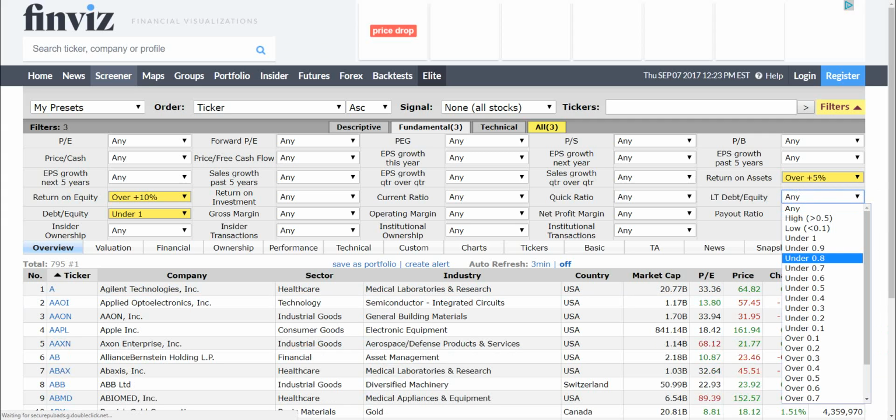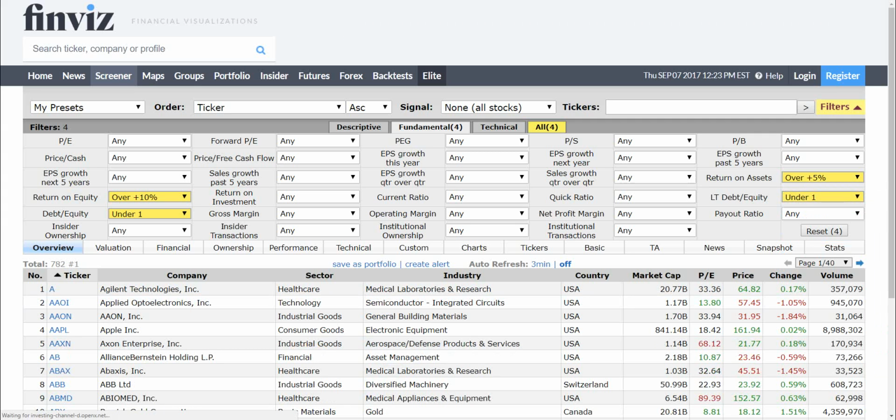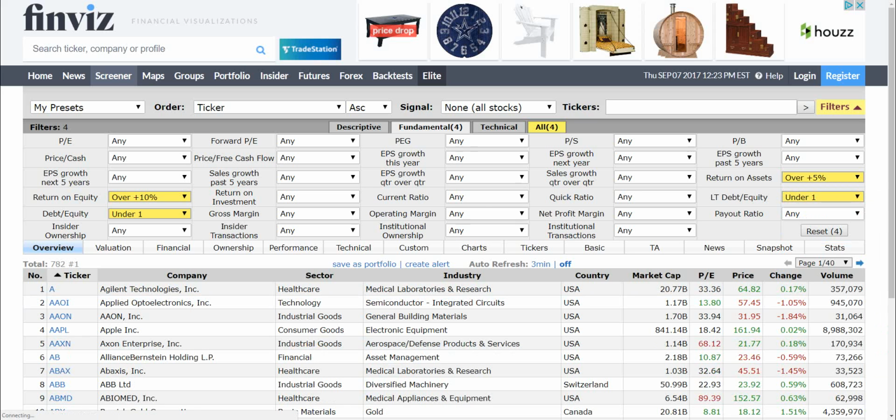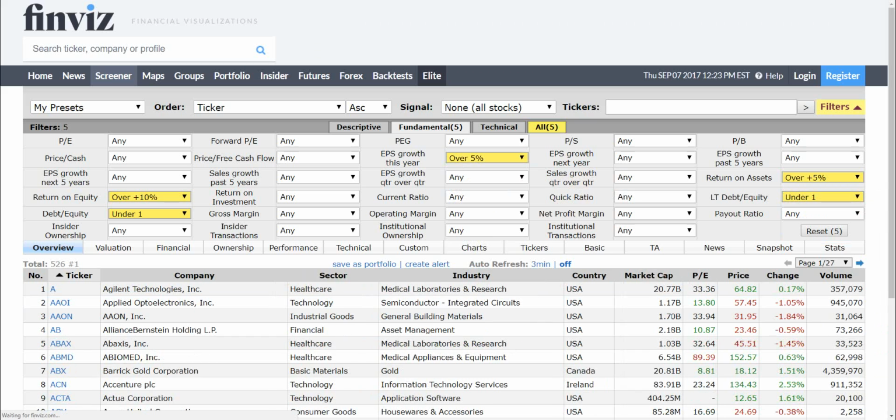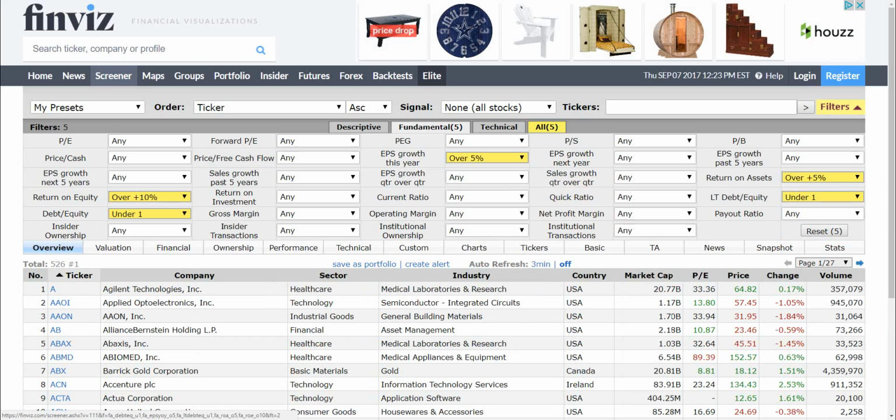Long-term debt, I don't like hardly any debt, but we're going to say under 1 as well. And then I would definitely want those companies to have earnings per share growth this year. So we're going to say, let's go over 5 as well. And you can see that reduced it down to about 526 tickers.